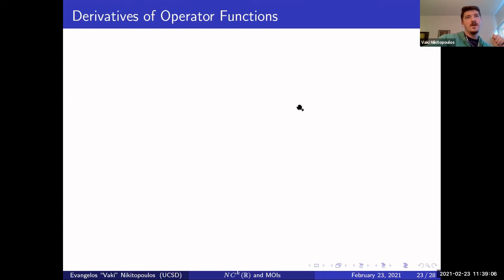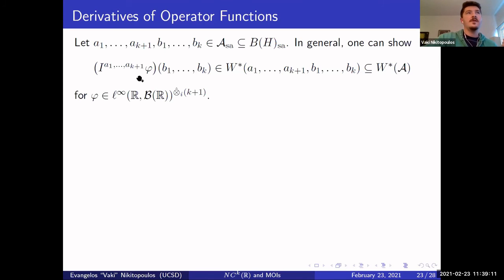Great. All right, so here's the theorem, and I'll start with a little bit of setup. In general, if you start with some A1 through A(K+1) and B1 through BK that belong to our C-star algebra that we started with, and if phi is in this integral projective tensor product, i.e. we can make sense of multiple operator integrals with it, you can show that this multiple operator integral in general lies in the W star or von Neumann algebra generated by these elements. And that is contained in the von Neumann algebra generated by A, which is in general larger than A if A is a C-star algebra.